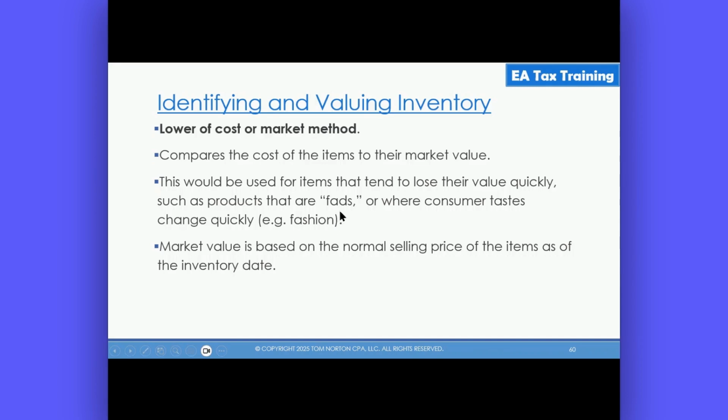So what this is saying is that you look at how much did we pay for those dresses versus how much are they actually worth now, and you can use the lower of those two numbers in order to determine your inventory value. And the market value, to determine that, it's based on the normal selling price of the items as of the inventory date.